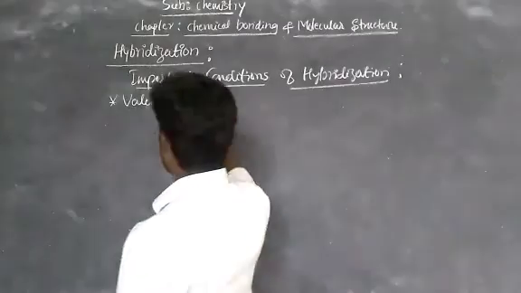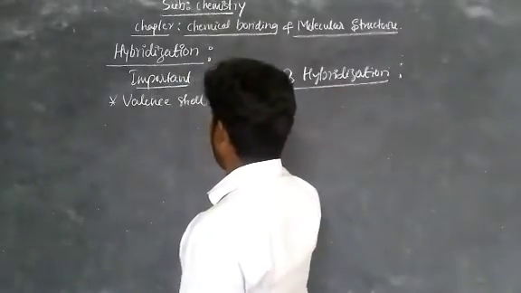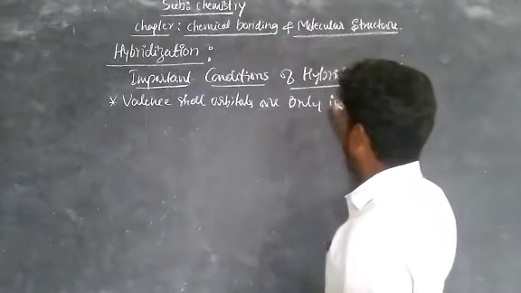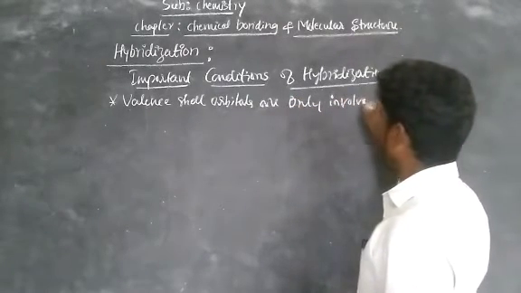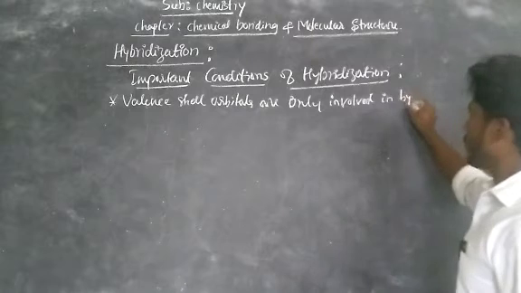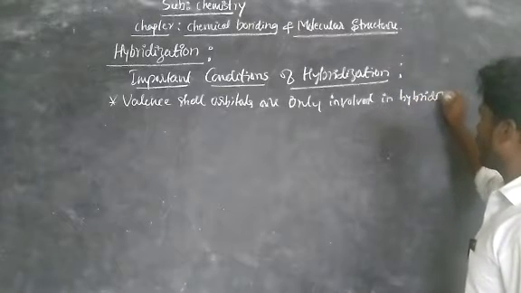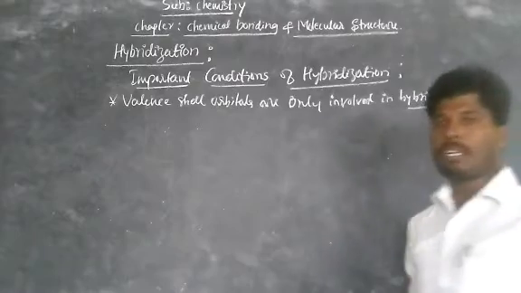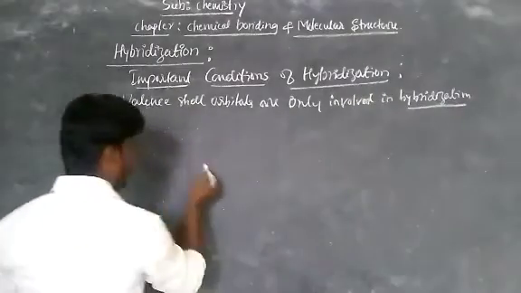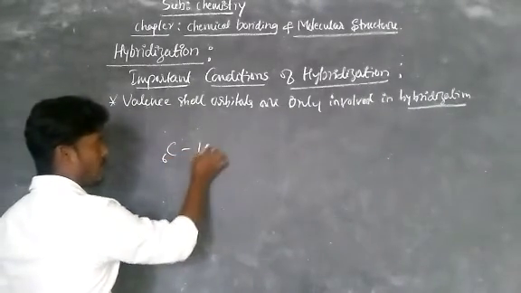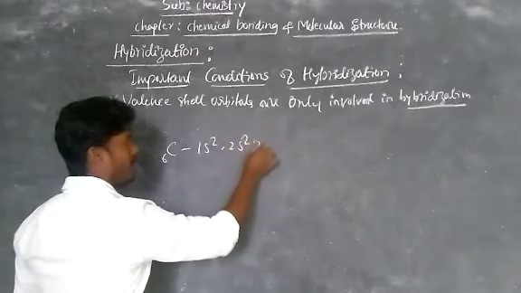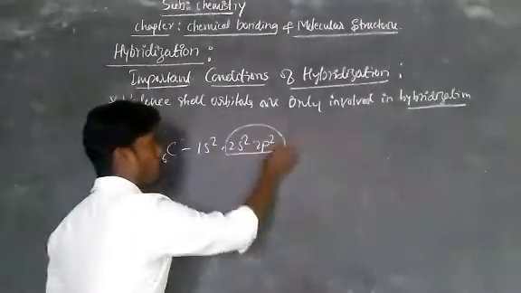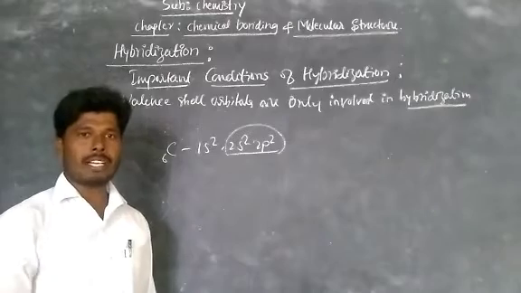Valence shell orbitals are only involved in hybridization. I already told you, the hybridization of carbon: the outermost valence shell electrons are 1s2, 2s2 and 2p2. This is the valence shell, right? These valence shell orbitals are the only ones involved in hybridization. That is condition 1.